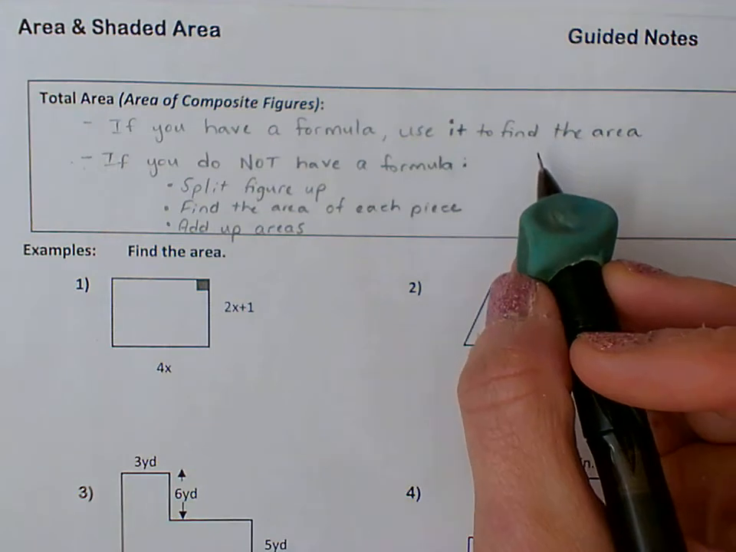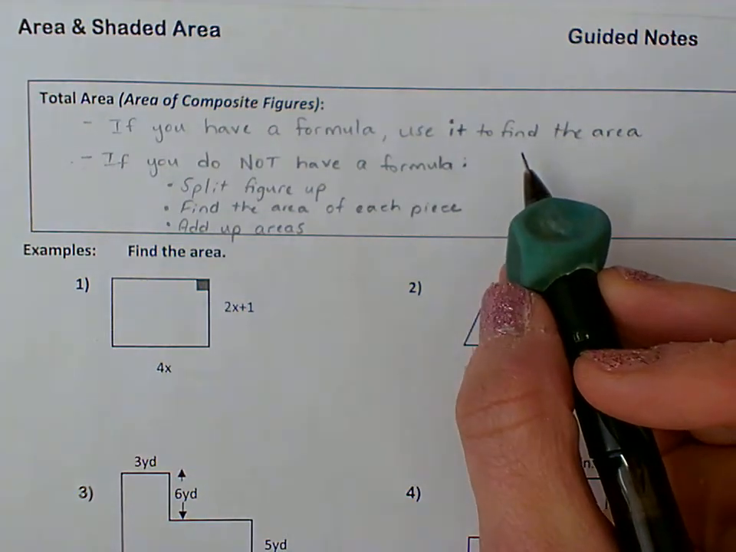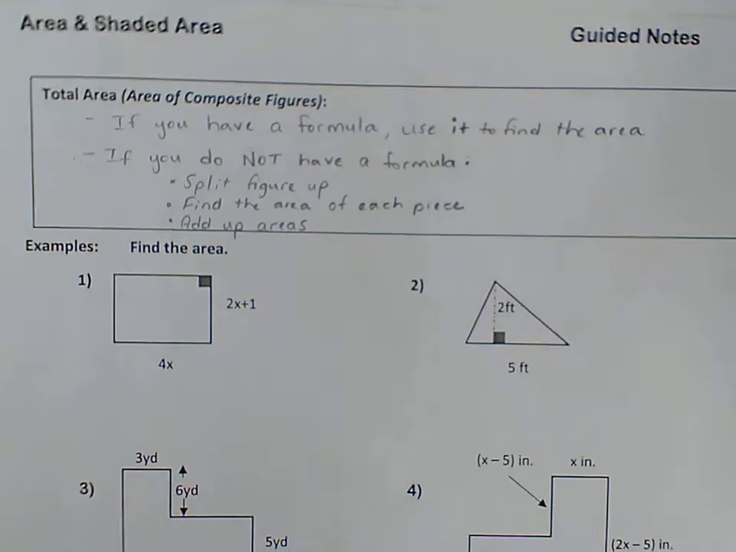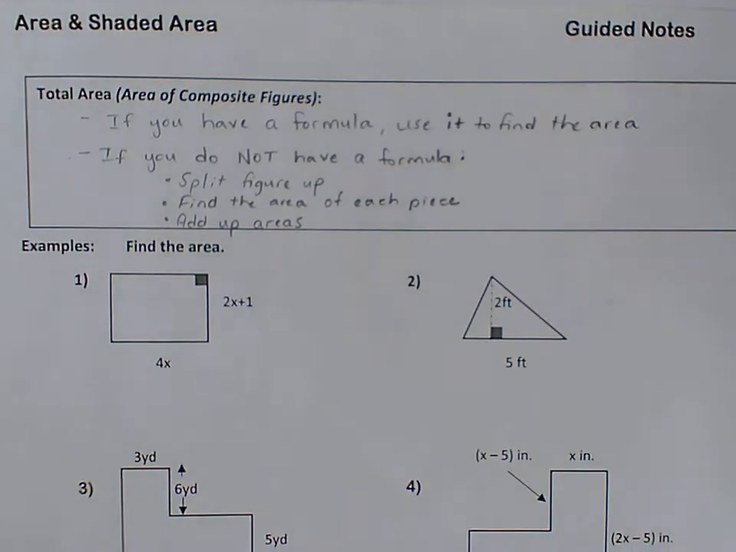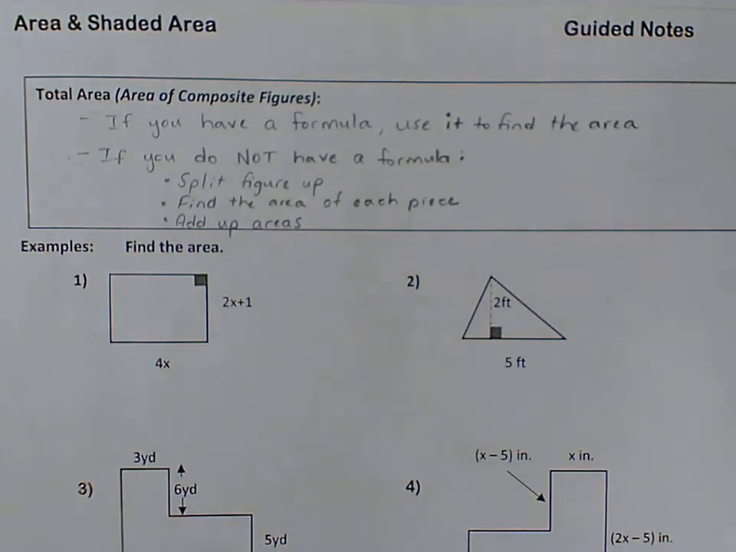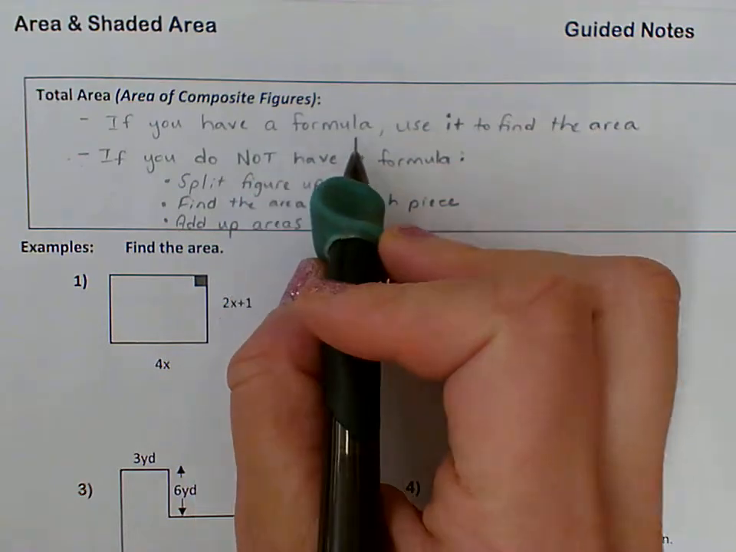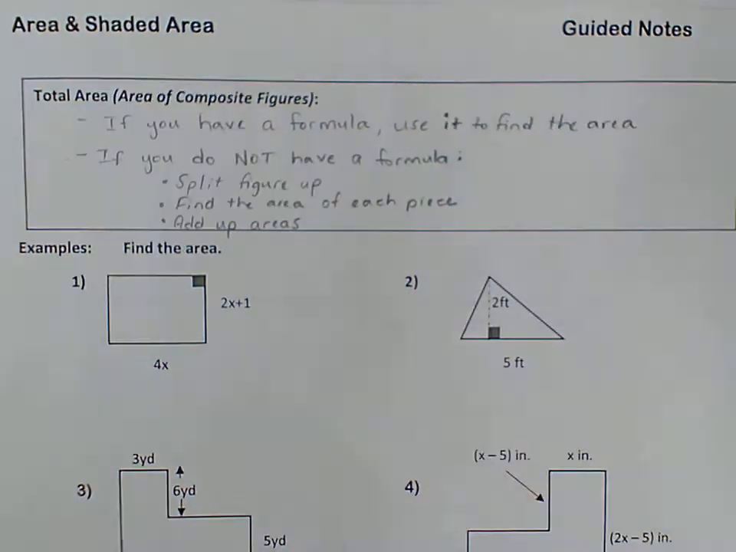So like if it's a rectangle, you'll use the area formula for a rectangle, base times height. If it was a triangle, you would use the area formula for a triangle, which some people think of as base times height divided by 2. Or you could also think of it as 1/2 base times height, or 1/2 times the base times the height. And so if you have a formula, then you use it, okay?